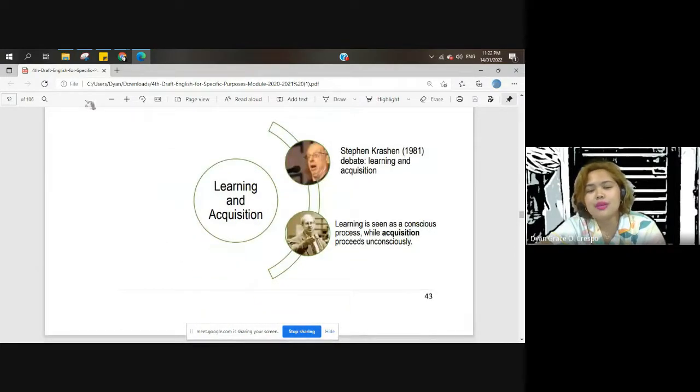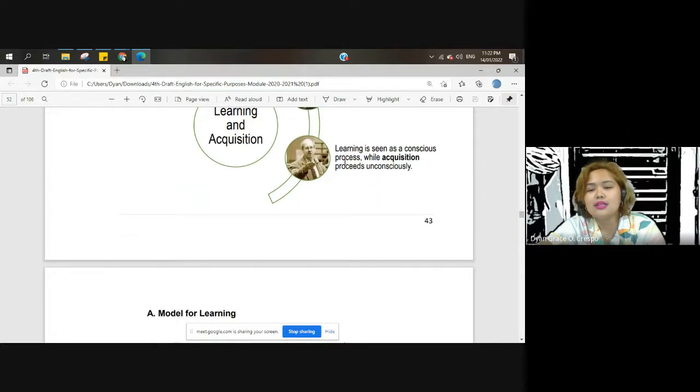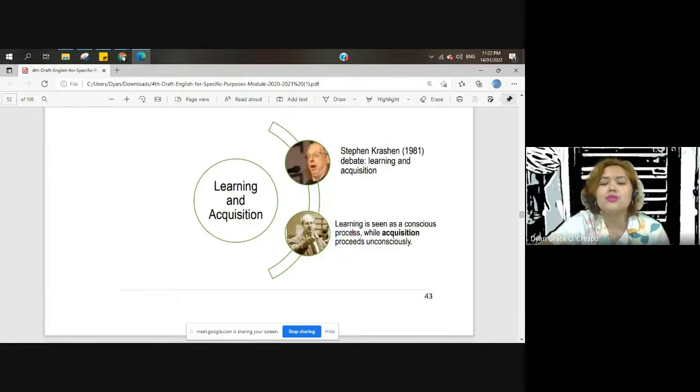Learning acquisition naman is from Stephen Krashen in 1981. It has something to do with debate and learning and acquisition. He believes that learning is seen as a conscious process, while acquisition proceeds unconsciously. Stephen Krashen believes na ang bata had something to do with learning and acquisition. Some of it's a conscious process na you do that in school, nag-aaral ka magbasa, pinipilit mo yung sarili mo mag-aral, ganito, ganyan. That's learning. When it comes to acquisition naman, it's somewhat unconscious.